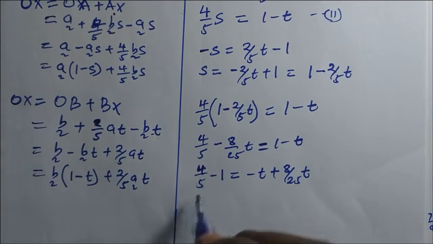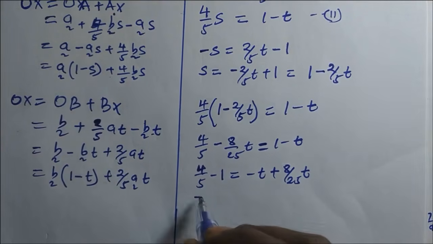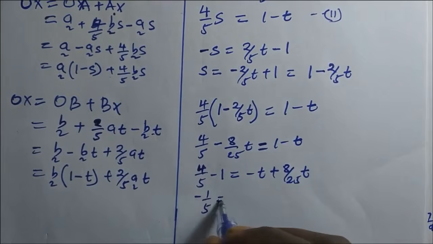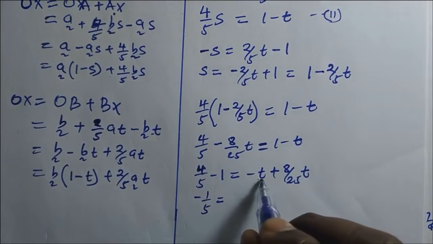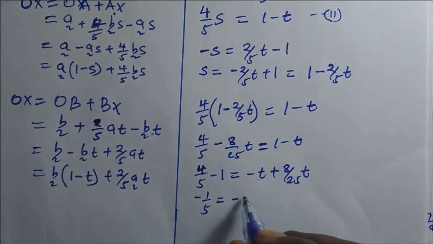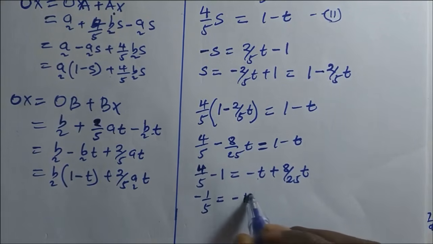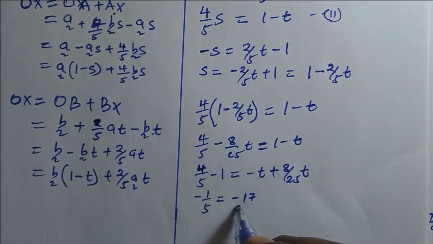So using your calculator, you will find that this one is going to be negative 1 over 5 is equal to negative 1t minus this one, which is going to be negative 17 over 25.